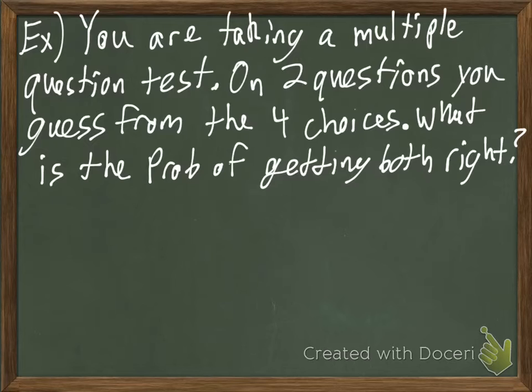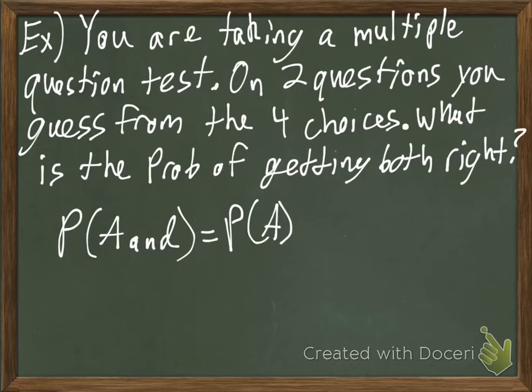So you're taking a multiple choice test. On 2 questions you guess from the 4 choices. What is the probability of getting both right? Our 2 events are guessing on a 4-choice multiple choice question. So in order to find the probability of A and B, we have to find the probability of A and multiply that with the probability of B.